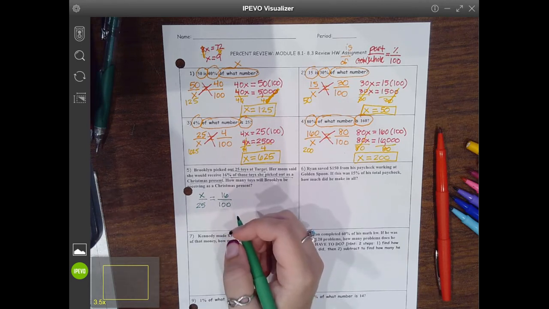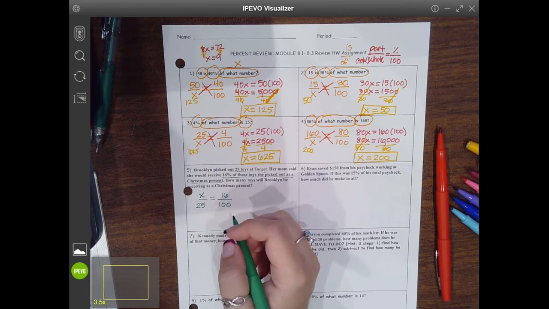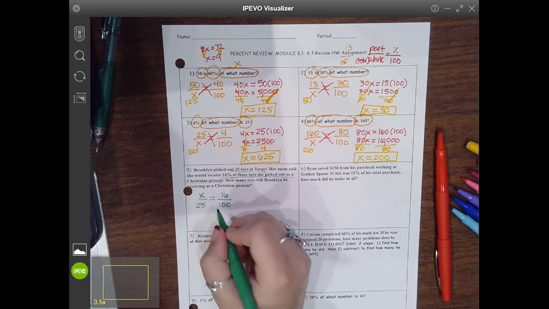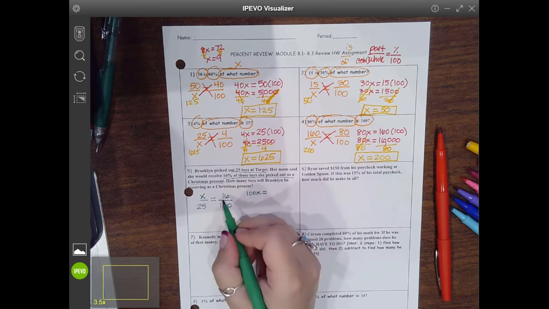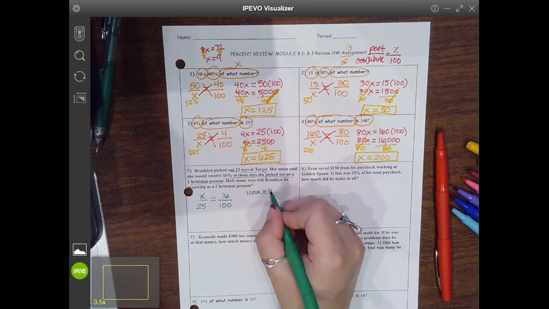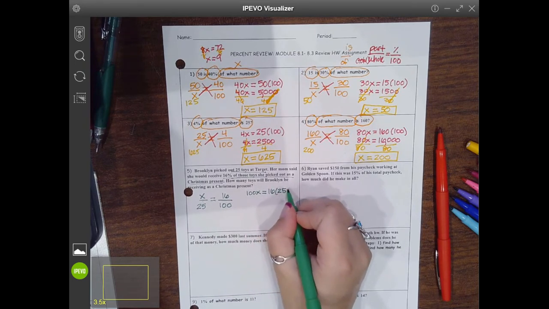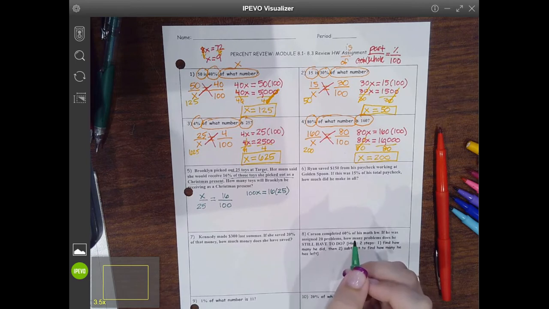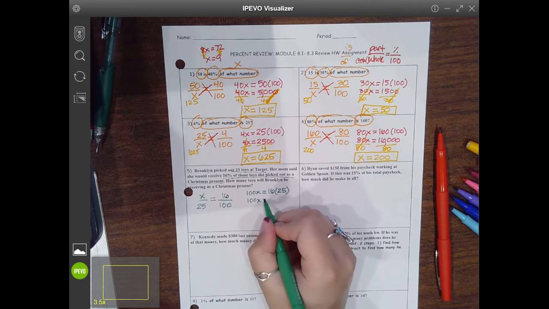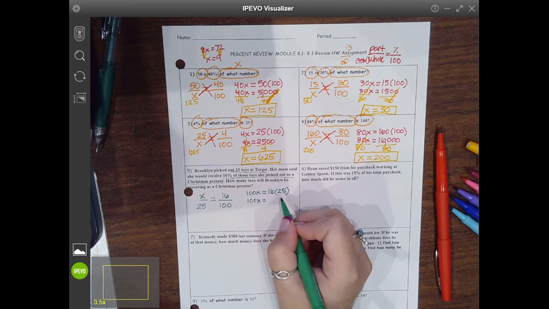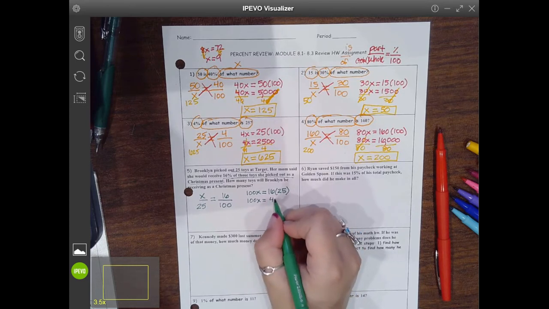Okay, so now that I have this set up, let's do my cross products. I have x across from 100. Set that equal to 16 times 25. Now that I have this, I just bring 100x down, and I can simplify the right side by multiplying it in my calculator. 16 times 25 is 400.